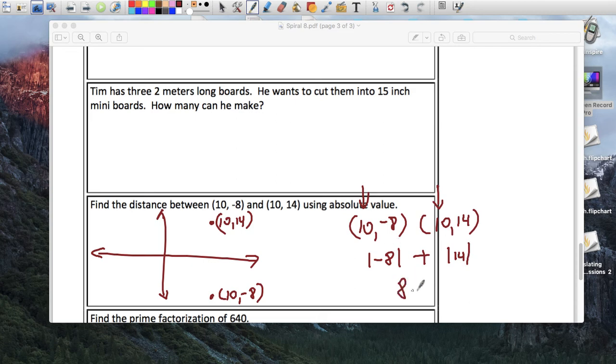The absolute value of -8 is 8. The absolute value of 14, right? Because we're finding the distance, so this distance is 8 units. And 14 would be the distance from the x-axis to here, right? So to find the total distance, as you can see in the picture, you just add 8 plus 14 equals 22 units. Okay.